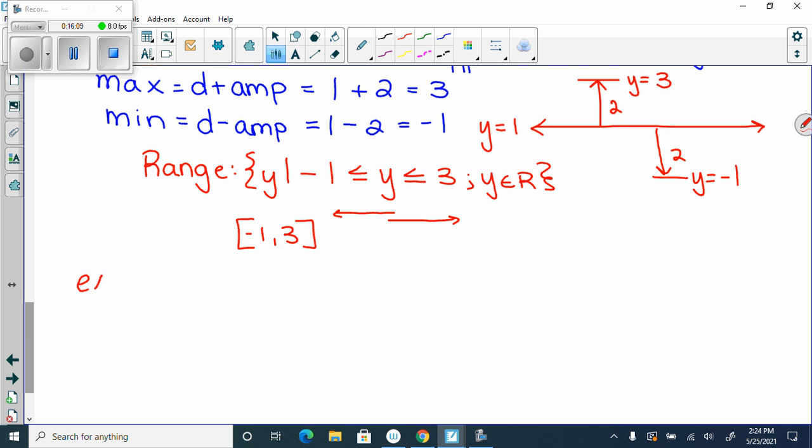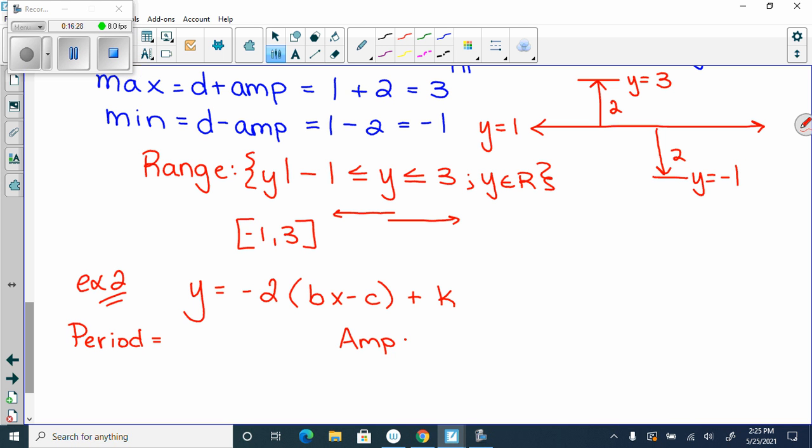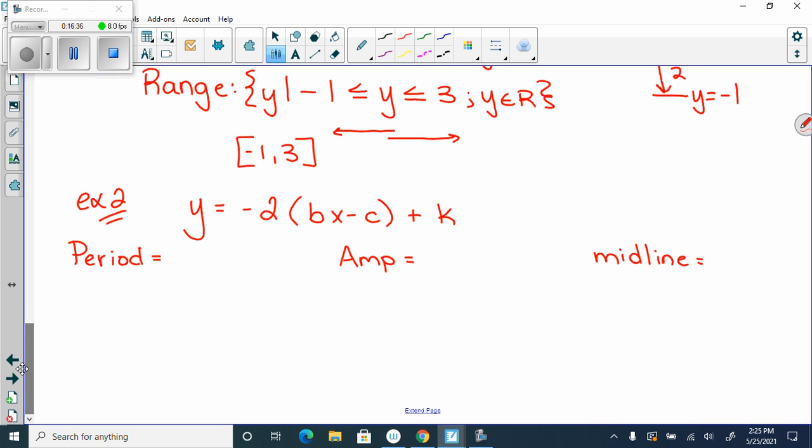So now, if I give you y equals negative 2 sin(bx minus c) plus a, I want the period, amplitude, midline, max, min, range.